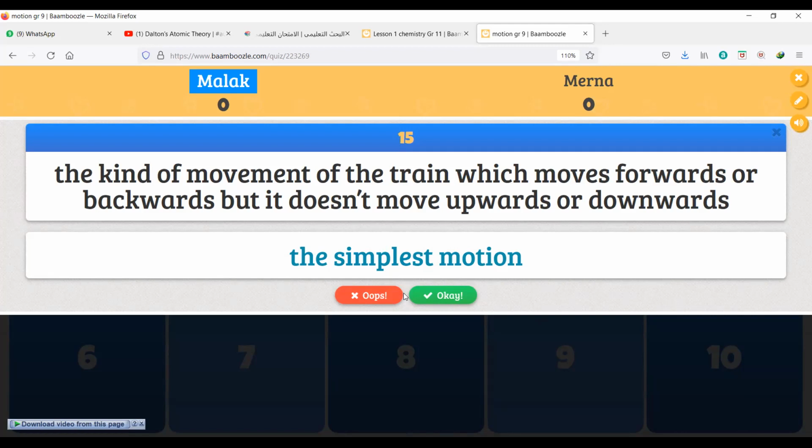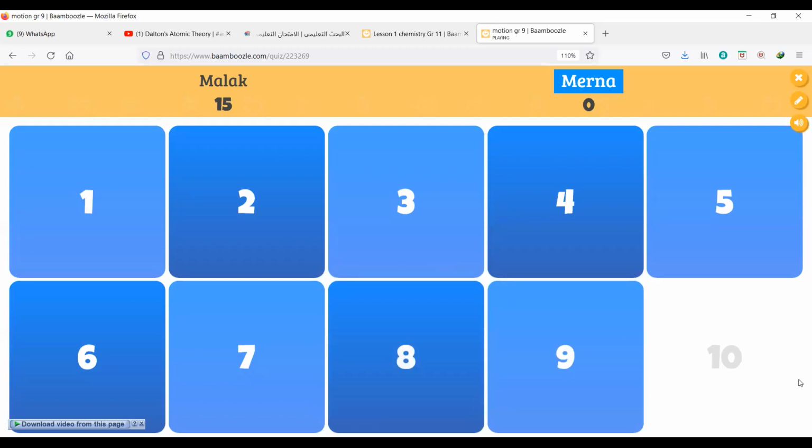Okay? Remind me of the two conditions. It will be a straight motion, in a straight line, and also in one direction. One direction. Very good.